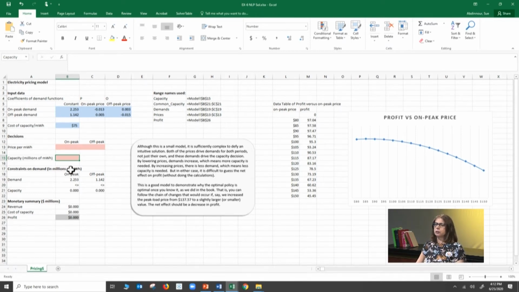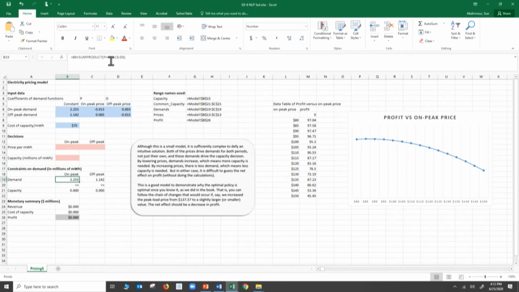And so going through this problem, the on-peak demand is B6 plus the sum product of the prices C6 to D6. So what's in B6? B6 is the constant, plus it's basically these two numbers multiplied by the price, the on-peak demand. Same here. This is the price, how much should I price it, multiplied by these two numbers, plus the constant. And so that's a sum product. So B6 plus sum product prices, this pink, comma C6 to D6, and this will be B7 plus sum product prices, C7 to D7. Okay, that takes care of the demand.